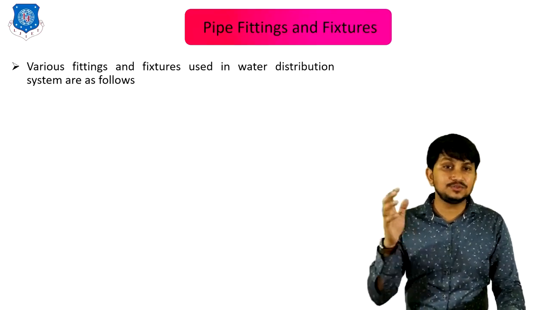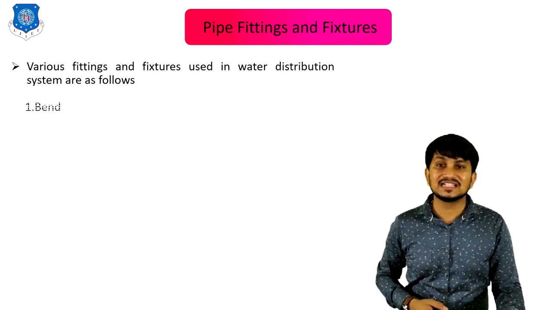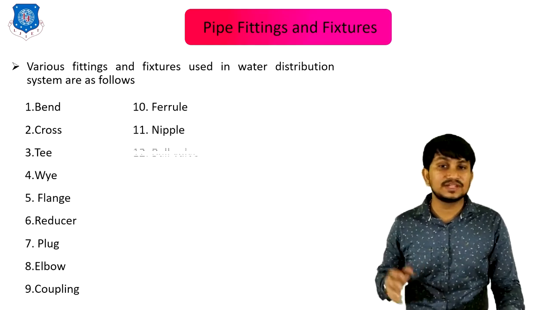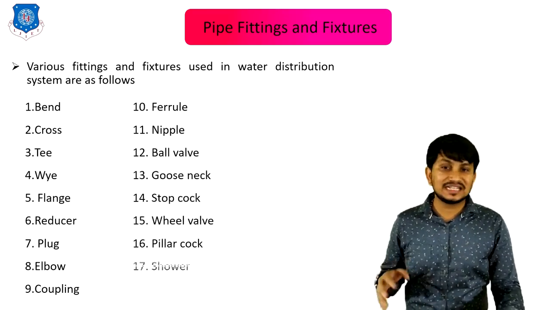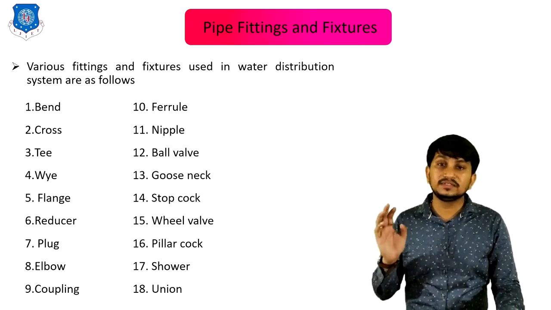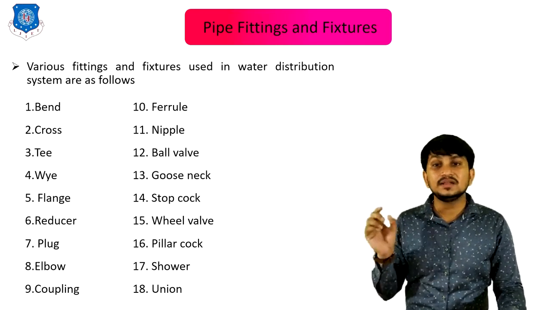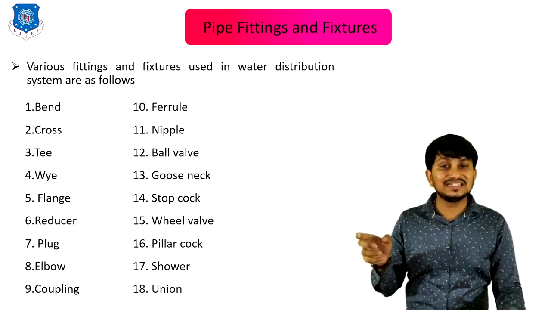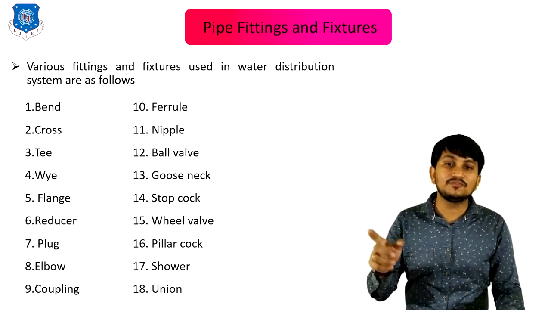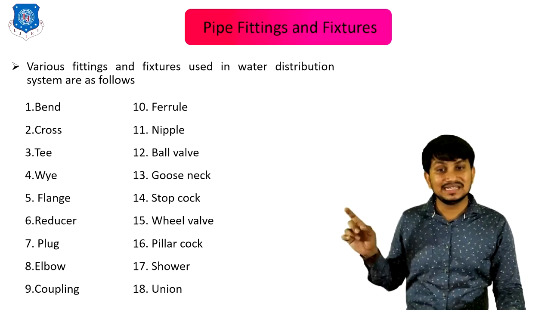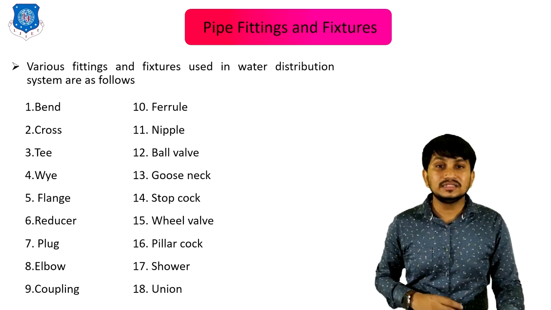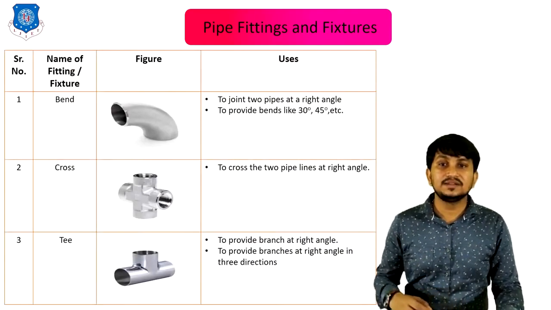Various fittings and fixtures used in water distribution systems are as follows. First is bend, second is cross, third is T, fourth is Y, fifth is flange, sixth is reducer, seventh is plug, eighth is elbow, ninth is coupling, 10th is ferrule, 11th is nipple, 12th is ball valve, 13th is gooseneck, 14th is stopcock, 15th is wheel valve, 16 is pillar cock, 17 is shower, and 18 is union. Let's discuss all these components used in this table.